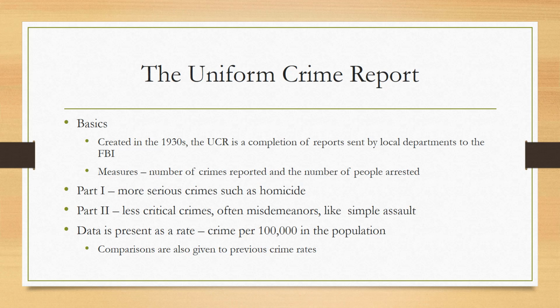They not only give you that number and say, okay, there were 1,000 murders in North Carolina. Then they break the number up per 100,000 of the population. So if there were 1,000 murders in North Carolina and 2,000 murders in California, you might say, wow, there's a lot more murders in California.